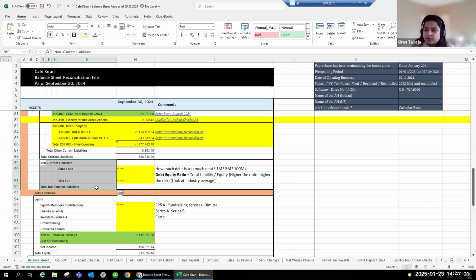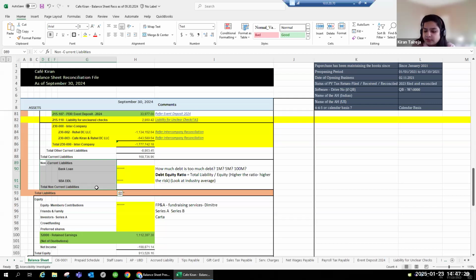How much loan is enough loan? How do we know that answer? If $1 million is enough, if $5 million is enough, should I raise more debt? Should I liquidate my equity? How do we make that decision? There is a key metric that we mostly use. That's the debt equity ratio that gives you a fair idea of how much more debt I can take against the equity that I have invested in my business.